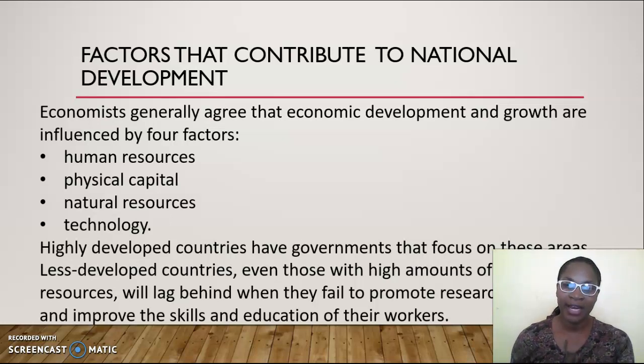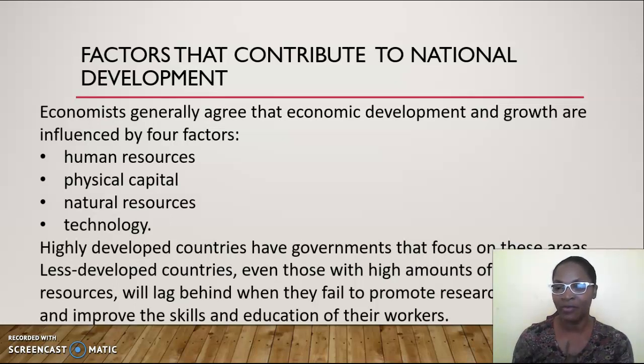So if that is the case, then it means the literacy level of the citizens or of the workforce or the working population, not just the literacy now, but the level of education, the skills of the people, etc., will impact directly on how productive and how economically the country will develop.